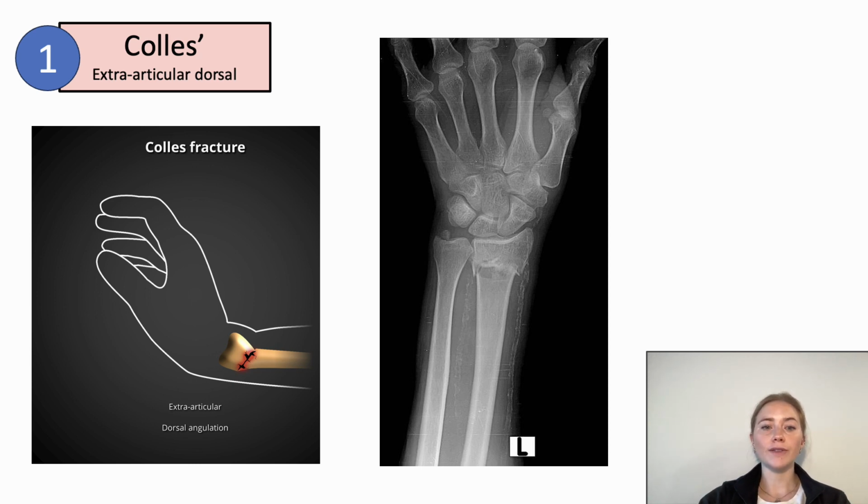This is a fracture of the metaphysis or the neck of the radius, as shown here, making it an extra-articular fracture, so it does not involve the joint. Colles fractures have a characteristic dorsal displacement of the distal segment. So you can see in this diagram here that the distal segment is displaced dorsally. Here on the PA view, you can't see the dorsal displacement, but you can see that it is an extra-articular fracture.